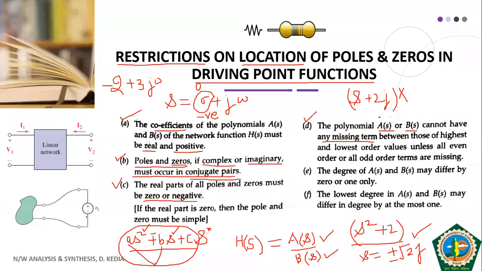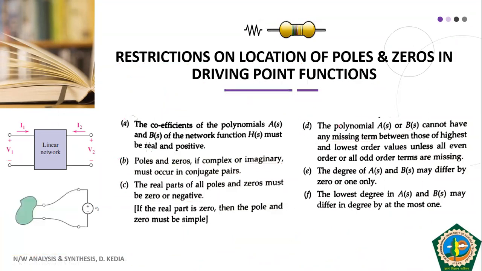Okay. Let me take another polynomial. Say if you have a polynomial s raised to power 5, then say 4 s raised to power 4, then plus say 2 s cube, and then say plus 5. If you have such kind of polynomial, this thing is not allowed, because you have power 5, 4, 3, and 2 and 1 are missing. So this thing is not allowed.